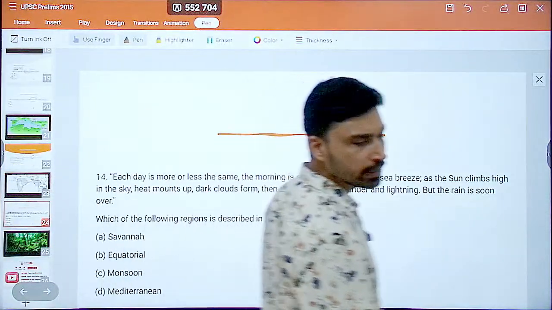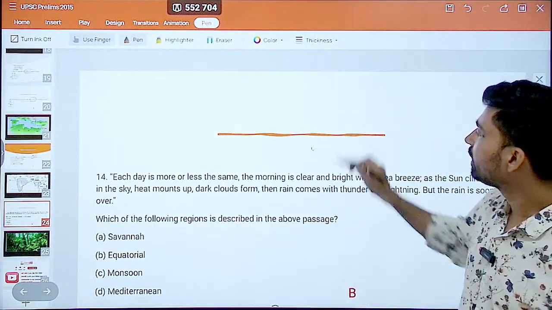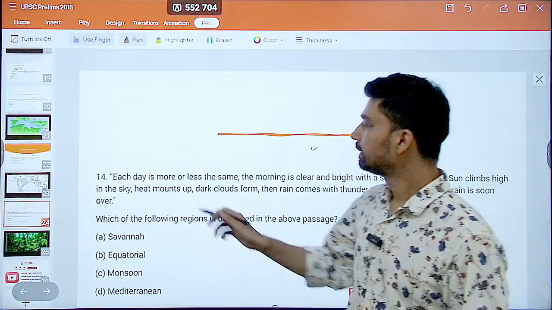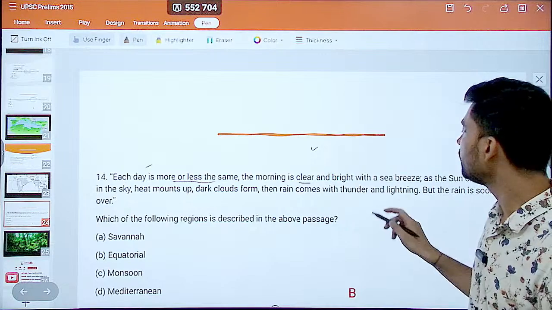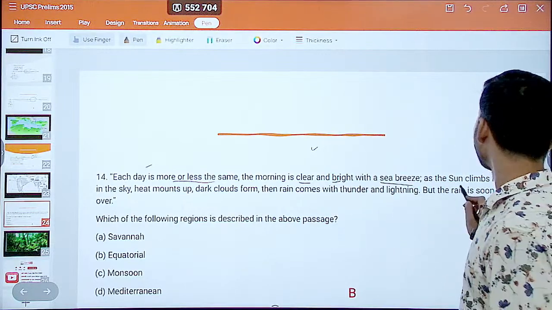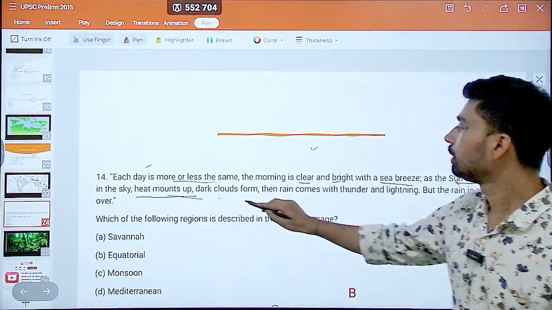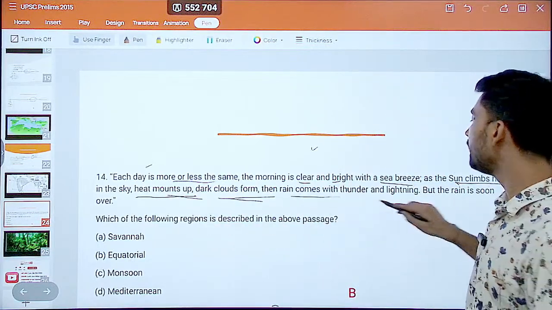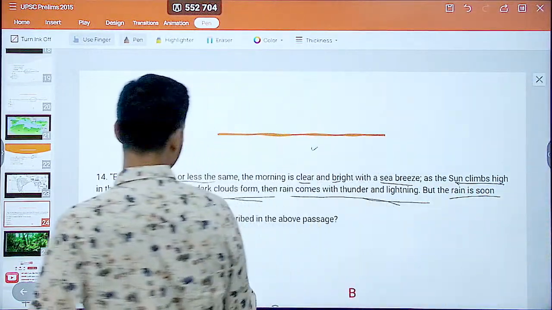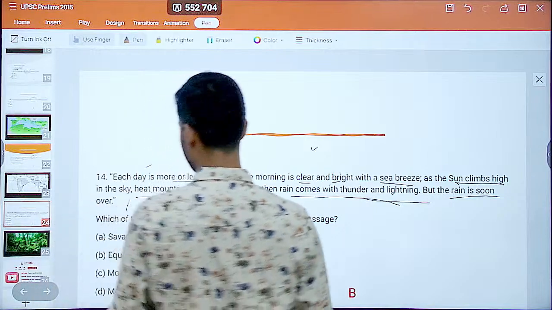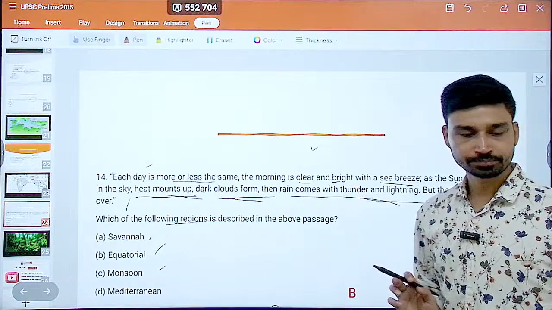Again, a statement has been given. The question can be considered to be part of climatic regions of the world, where it has been asked that each day is more or less the same. The morning is clear and bright with sea breeze. As the sun climbs high up in the sky, heat mounts up, dark clouds form, then rain comes with thunder and lightning, but the rain is soon over. Which of the following regions is described in the above passage? Savanna, equatorial, monsoon and Mediterranean.